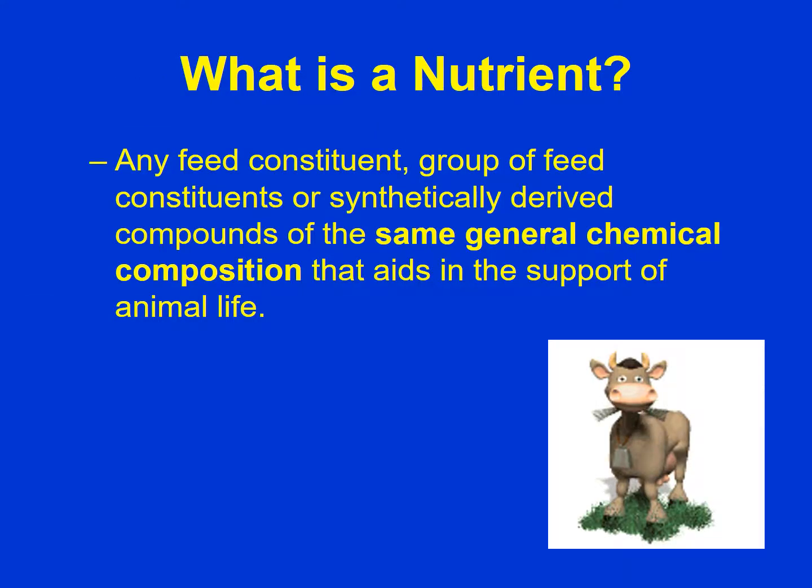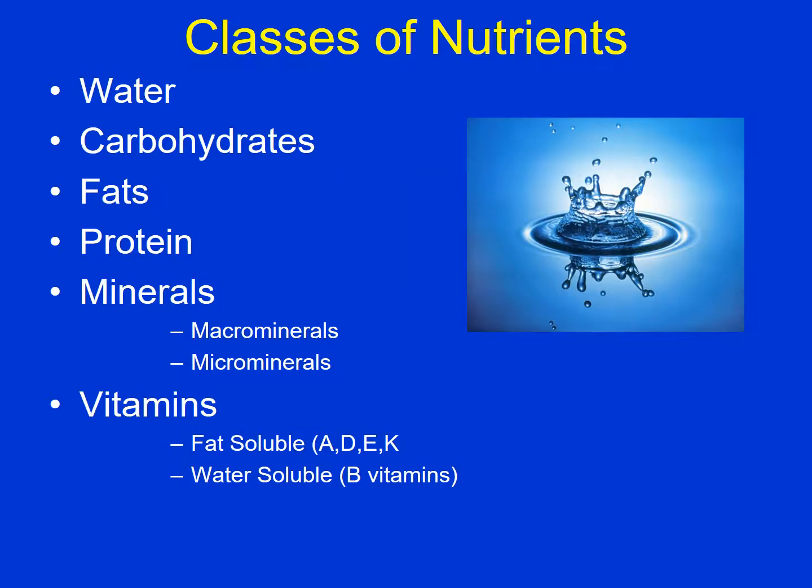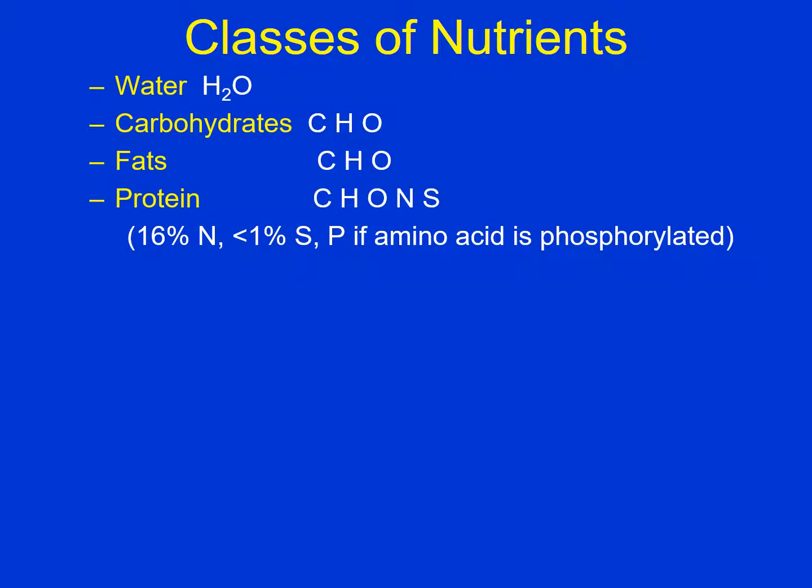What is a nutrient? Well, a nutrient is part of what we feed animals that aids in the support of life. We classify nutrients into these six different categories. So, class of nutrients, water, and notice we've got a lot of chemical symbols here.